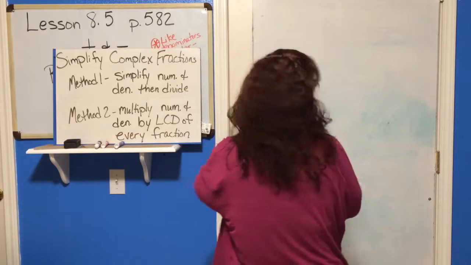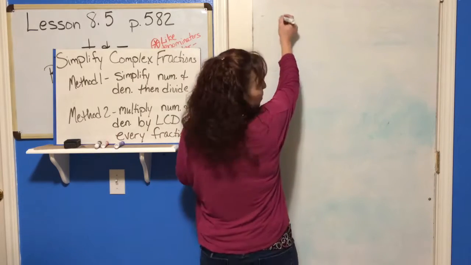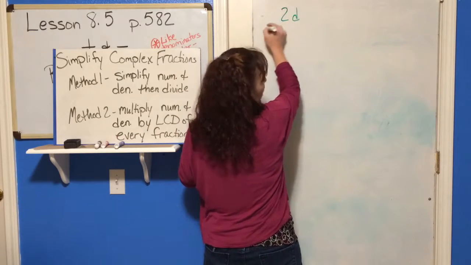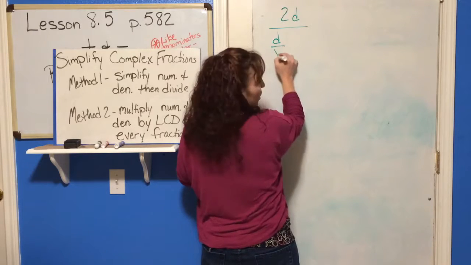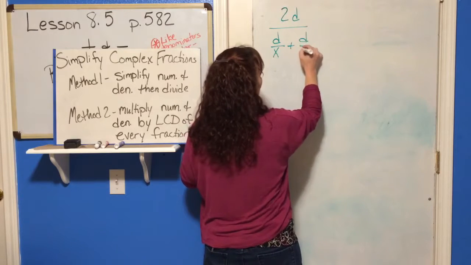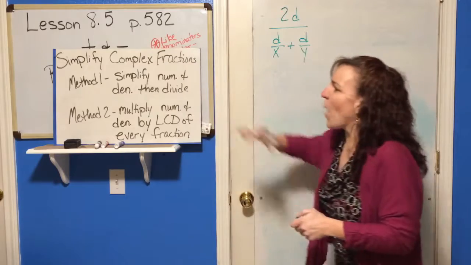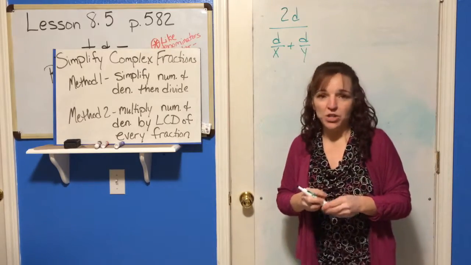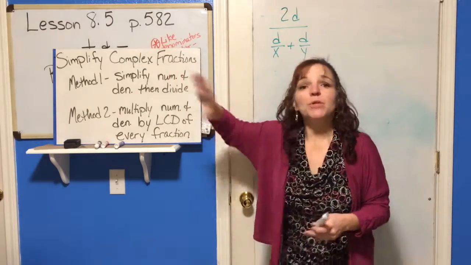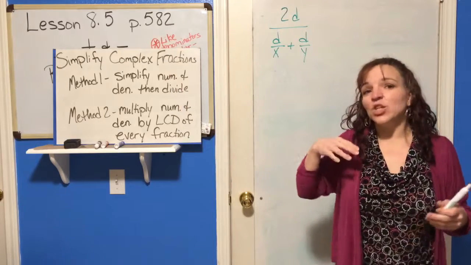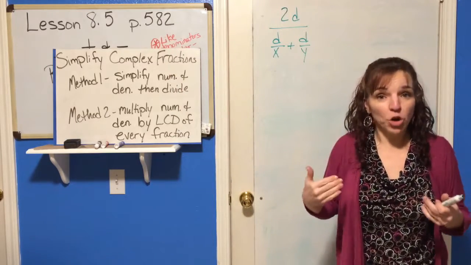All right, so we're going to take a problem such as this, 2d over x plus d over y. There are two different ways that you can simplify a complex fraction. The first way, and I'm going to show you both ways, and then you can decide which way you prefer.